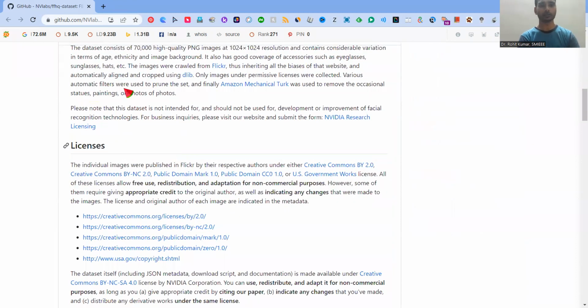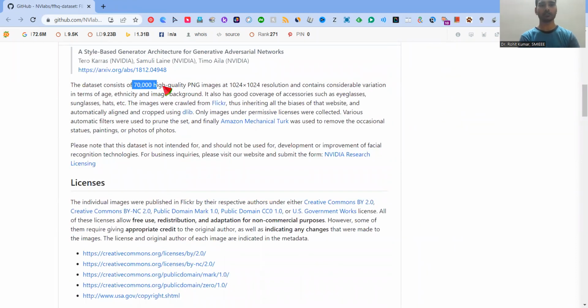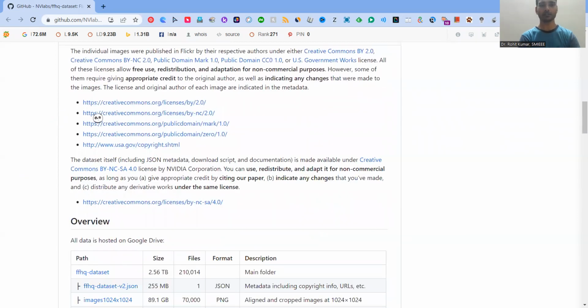Coming to the specific details, it is a collection of 70,000 high quality PNG images at a resolution of 1024. Coming to the licenses, which are given under Creative Commons, here you have the different licensing information. The dataset itself is made available under the Creative Commons BY-NC-SA 4.0 license by NVIDIA Corporation. So you are allowed to use, distribute and adapt this dataset for non-commercial purposes.